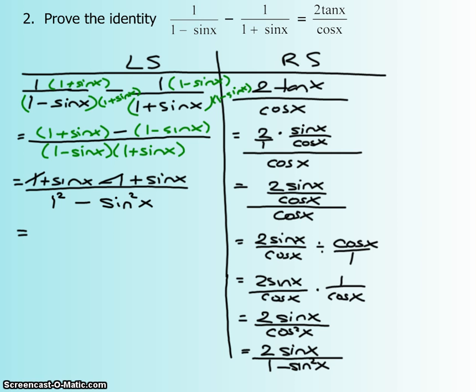Okay, we'll simplify the top. 1 minus 1 goes away. Sine plus sine is 2 sines over 1 squared is 1 minus sine squared x. And now we have it looking just like the other side. So we go, therefore, left side equals right side, and we feel like a genius again.